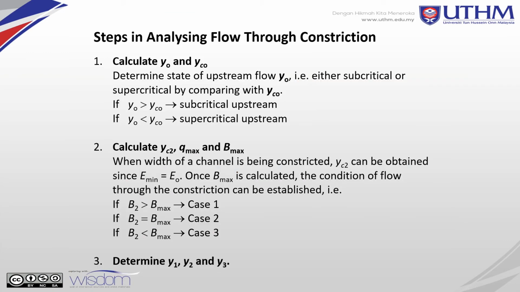Step 1: calculate Y0 and YC0, the critical depth, and compare with YC. Determine the state of the upstream flow Y0 using the critical depth at the constriction, subcritical or supercritical. Then calculate YC2, Qmax and Bmax using the equations for case 1, case 2 and case 3. Lastly, determine Y1, Y2 and Y3.